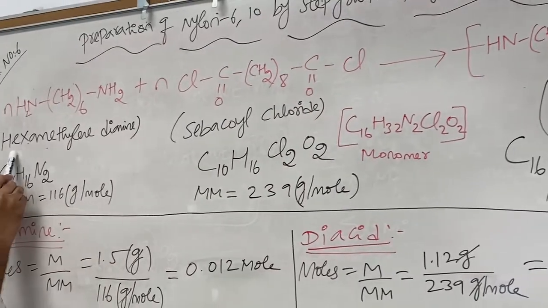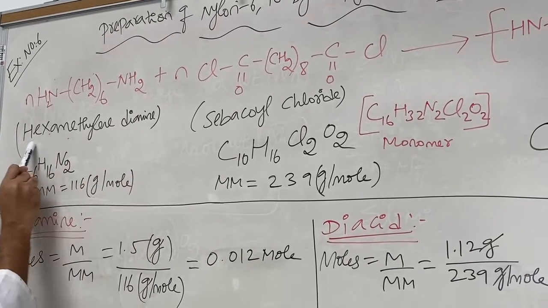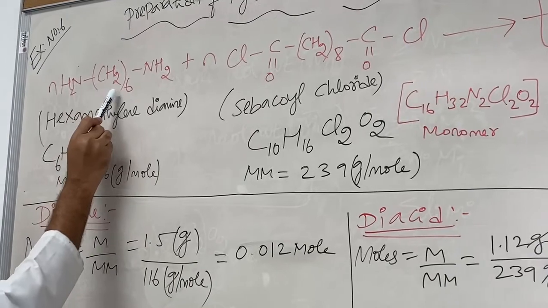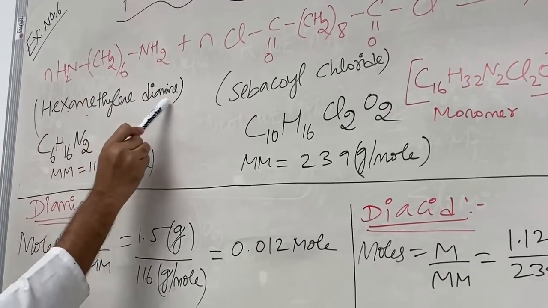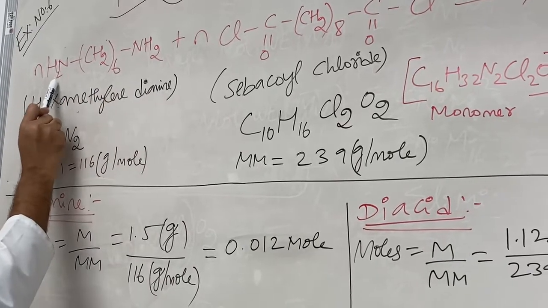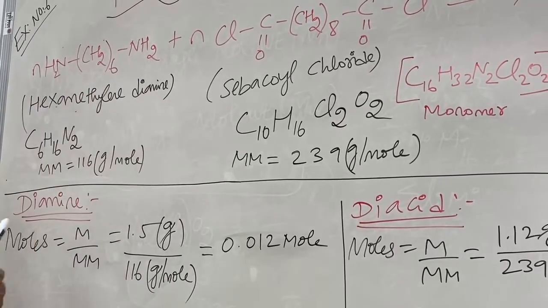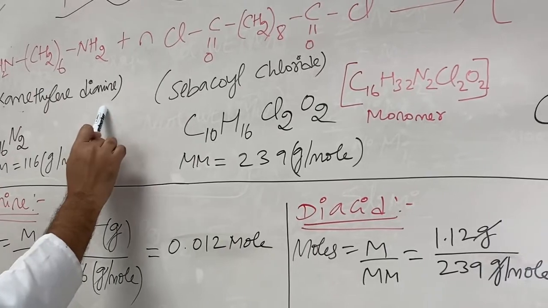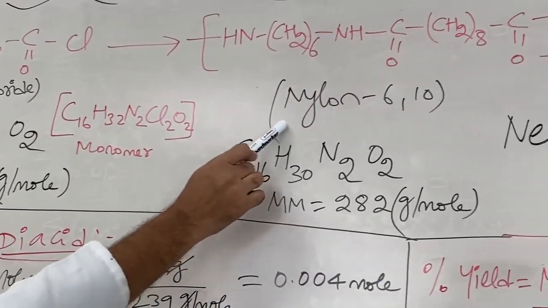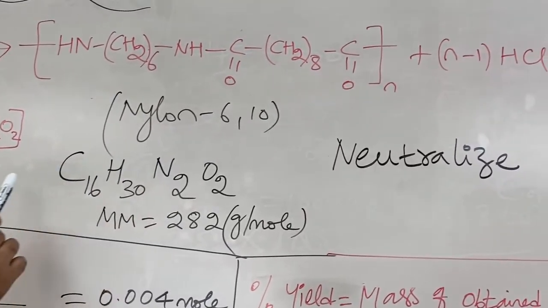And then here, hexamethylene diamine. Hexa means six methylene groups. See here, CH2, six groups, and then diamine. Di means 2, amine means NH2. So we have two amine groups. Okay. So we are using hexamethylene diamine and sebacoyl chloride. Finally we are getting nylon 6,10 polymer.